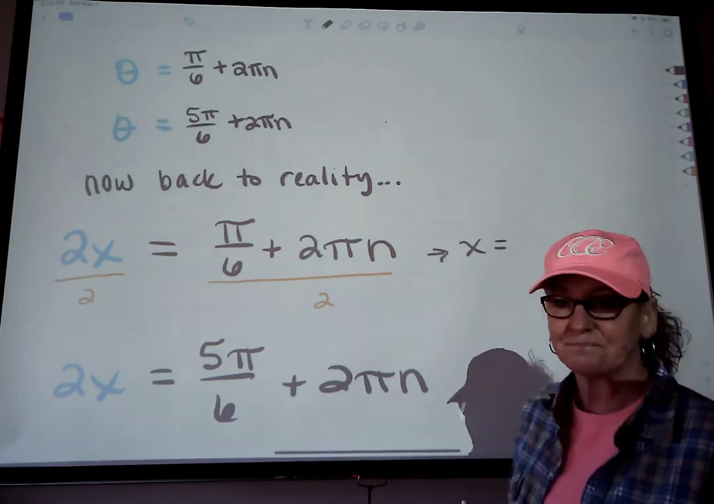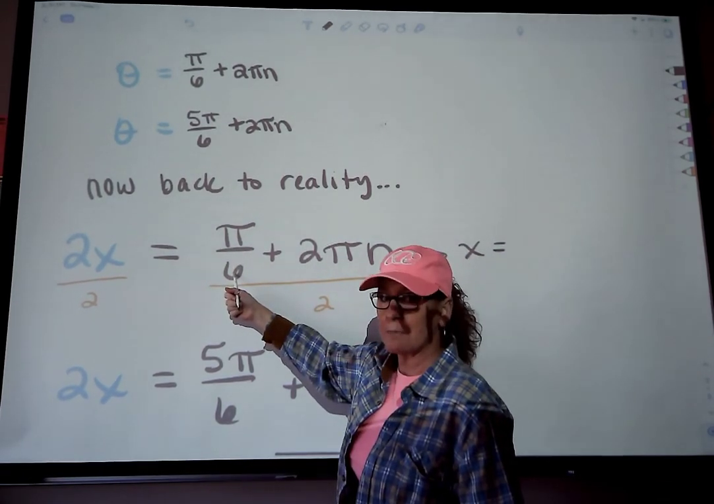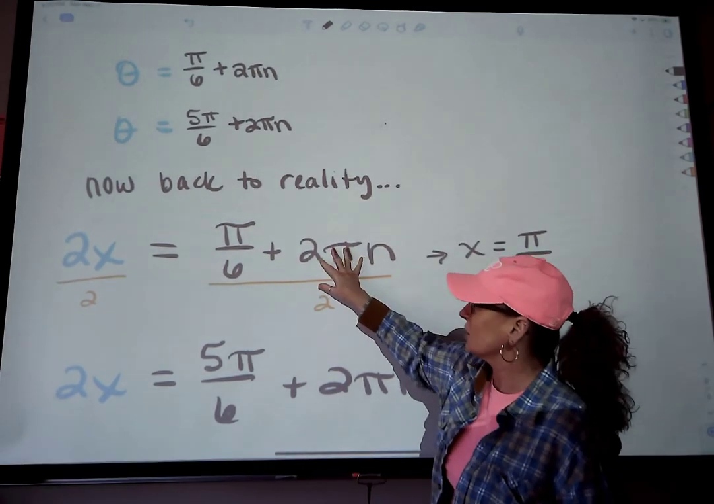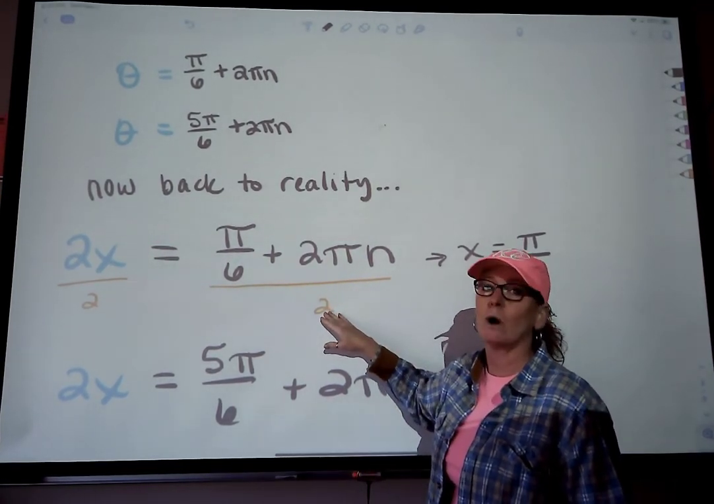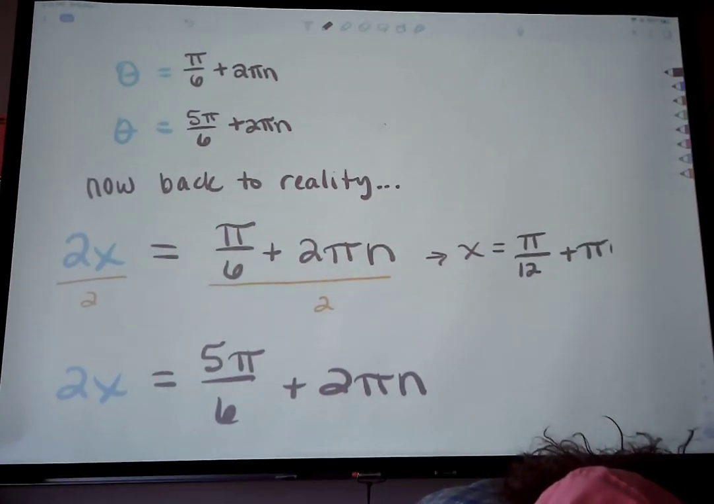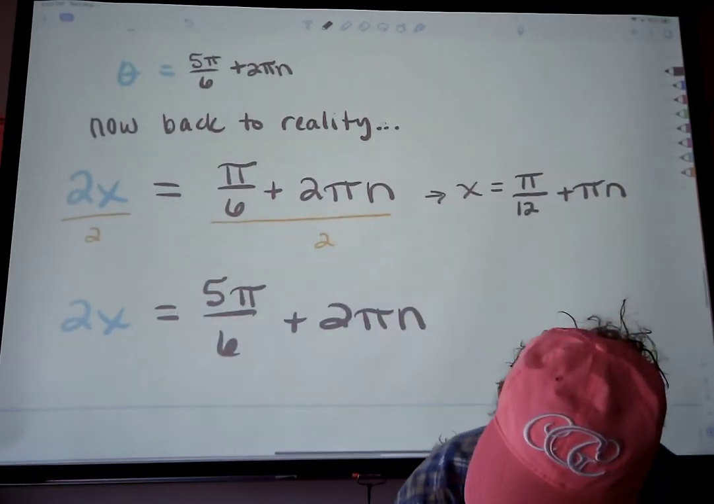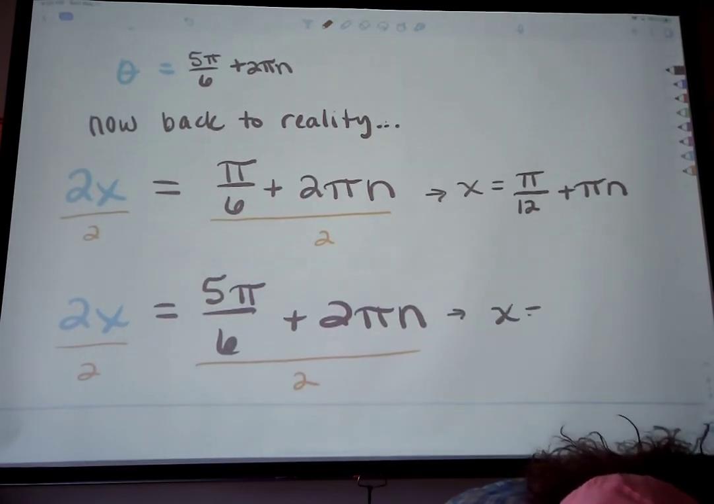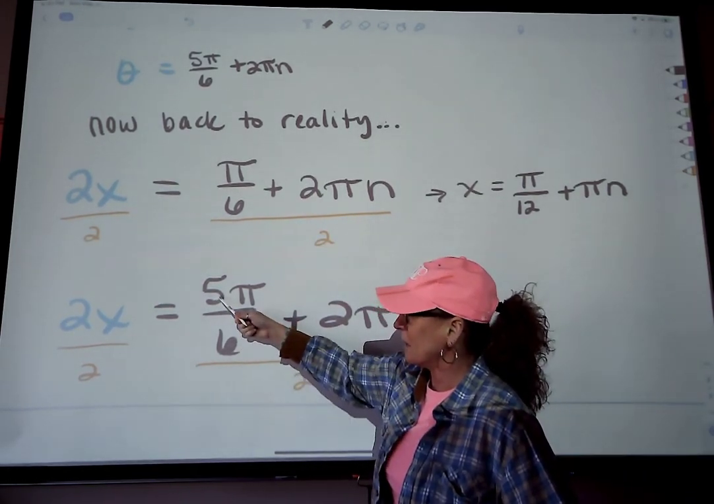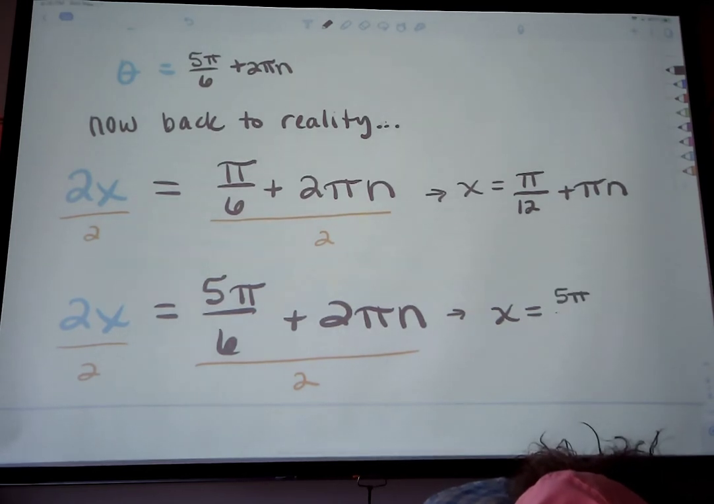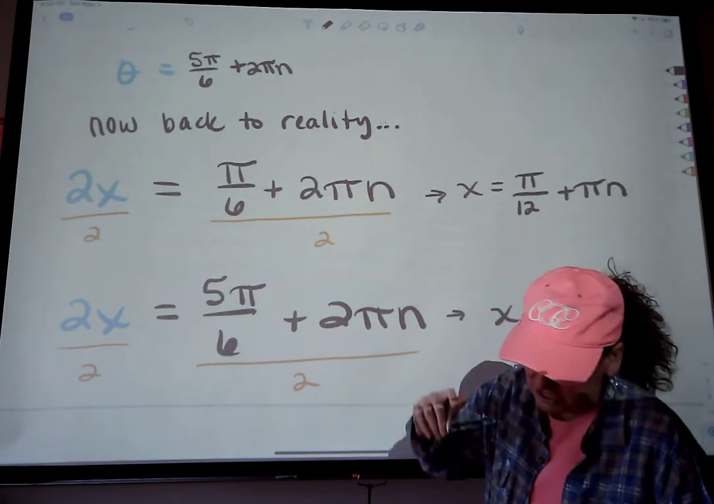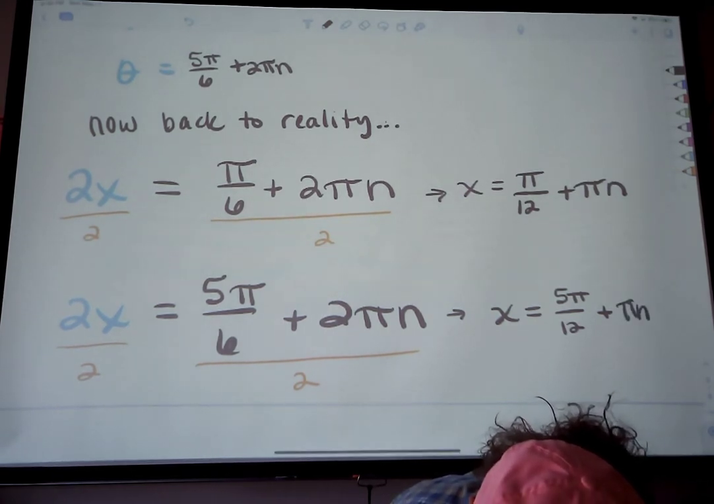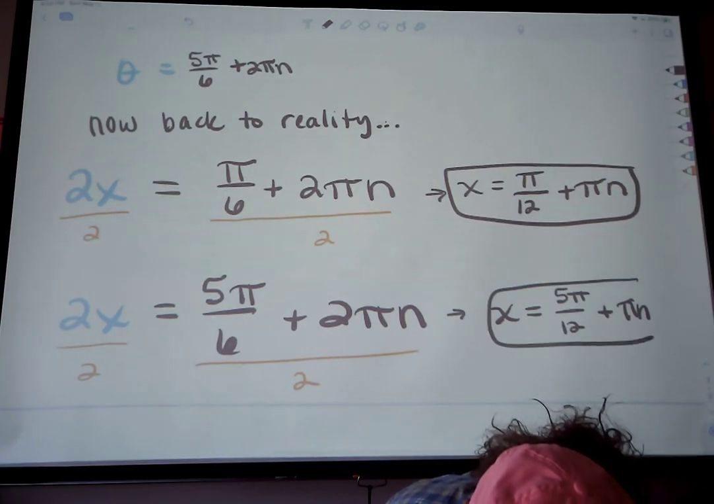I get x equals pi over 6 divided by 2 is pi over 12. Okay? What's this term? What's 2 pi n divided by 2? It's just 1 pi n. Do it again. Divide everything by 2. I get x equals, so when you take 5 pi over 6 divided by 2, it becomes 5 pi over 12, plus, when you divide this by 2, you just get 2n. Just kidding. You get pi n. There we go. Those are your two solutions.